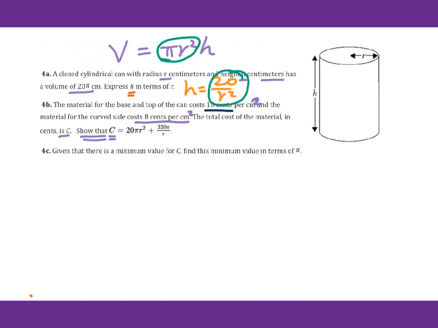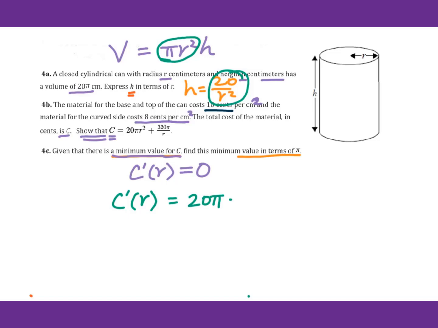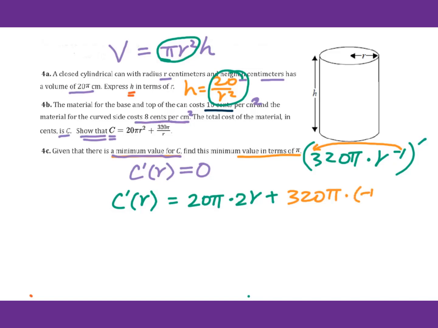Now let's go to part c. Given that there is a minimum value for C, find this minimum value in terms of pi. When you're talking about the minimum value, it means we are looking for the derivative of C and setting it equal to 0. So the derivative of C will be 20 pi times 2r plus 320 pi times r to the negative first power. We do the derivative: this negative 1 you drop down, so you get 320 pi times negative 1, and r to the negative 1 minus 1 will be negative 2.